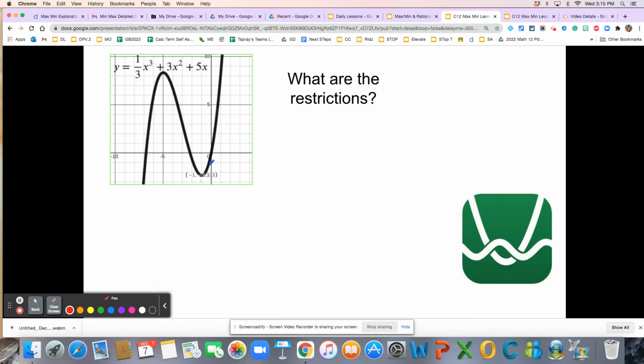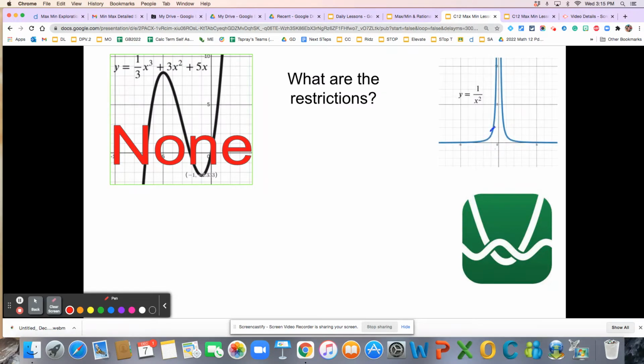Does this function here have any restrictions? Please pause the video again and see if you can figure out where you need me and where you can do this on your own. Okay, this is a polynomial function with no restrictions. This is not a polynomial function. And notice here, algebraically, we know that x can never be 0. So we certainly have a restriction at x equals 0.